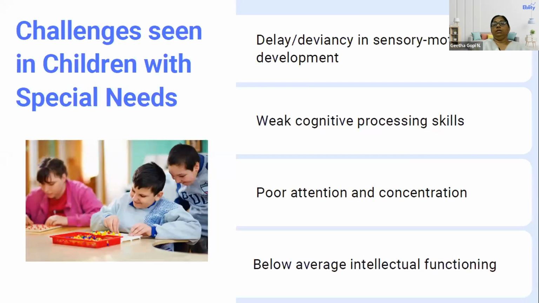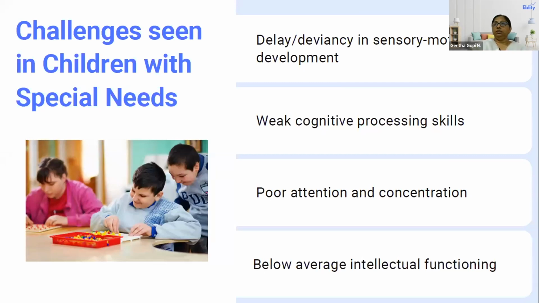Many of them also display weak cognitive processing skills. This is true even in children with SLD. They do have difficulties with cognitive processing, and in the other disorders too, they have problems with attention, perception, thinking, memory, all these cognitive skills that we talked about in the earlier workshops. These may be impaired or affected in different ways.